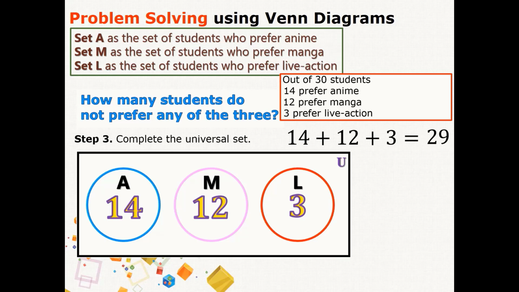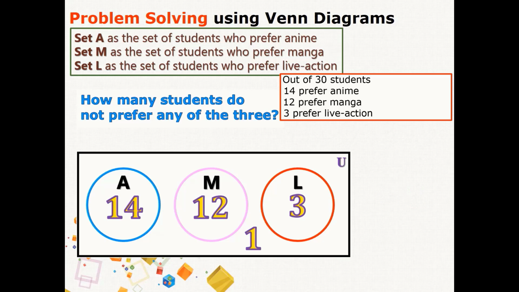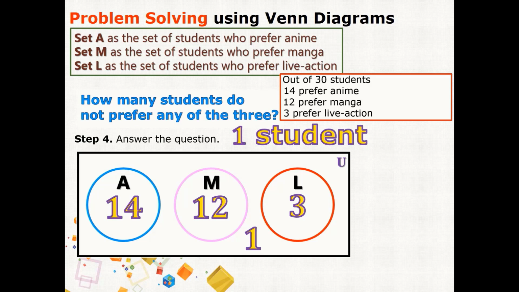The total of any numbers you can see inside is 29. So we still need one more to be placed outside the circular figures but inside the rectangular figure. And whatever number is placed outside the three circular figures is the answer to the question. There's only one student who does not prefer any of the three.